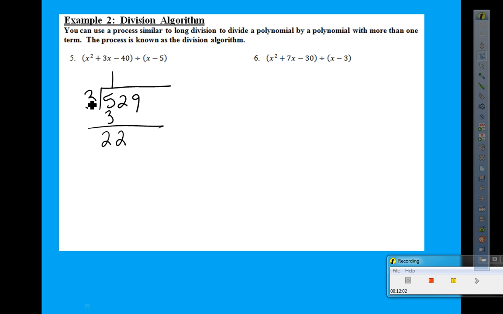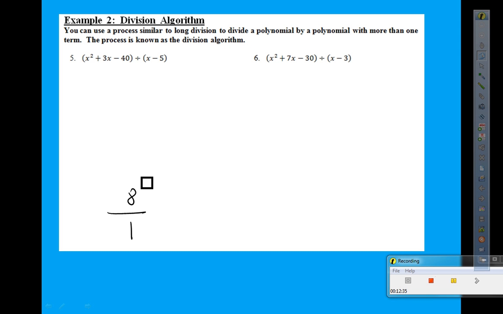And then you'd say 3 goes into 22 7 times. And then we went 7 times 3 is 21. Subtract them and get a 1. I'm going to bring down this 9. Now 3 goes into 19 6 times. 6 times 3 is 18. So I'll say that I have a remainder of 1. That's the steps that I'm going to do on these polynomials. So hang with me for just a minute and follow along and write this down if you will.